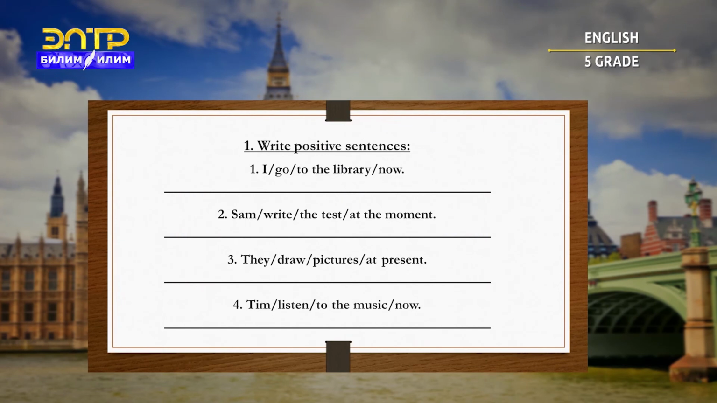Well, it's high time to practice the topic. Here you have to make positive sentences using these words. Let me show you an example first. I am going to the library now. Think about the second, third, and fourth examples. Don't forget to use positive sentence of present continuous tense: verb to be plus ing. Do it on your own first, then we'll check all together.